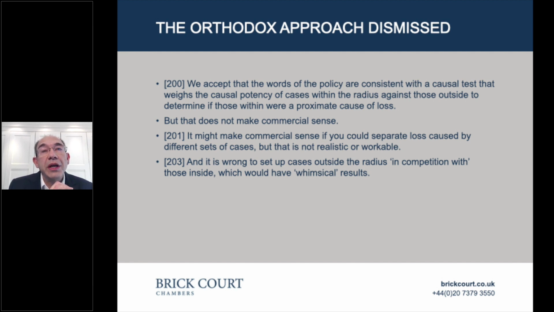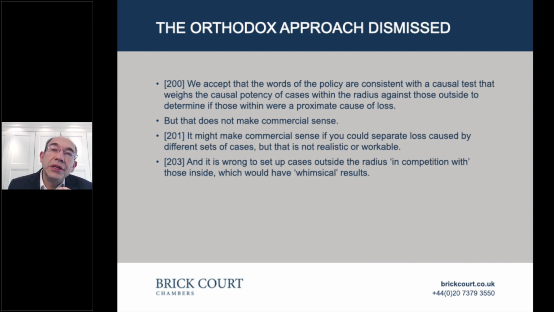And if they were approximately equal, then you might well say that the cases within the radius were a proximate cause. But if they're not, if they're just the teaspoon in the ocean, you would say they weren't. But Lords Hamblen and Leggatt say that does not make commercial sense in this case.